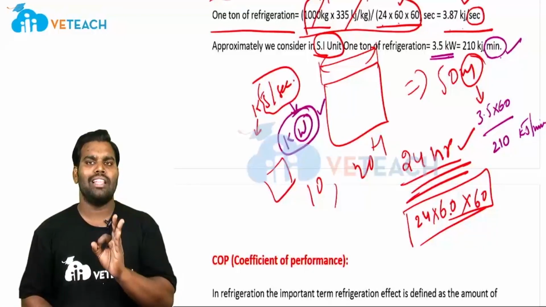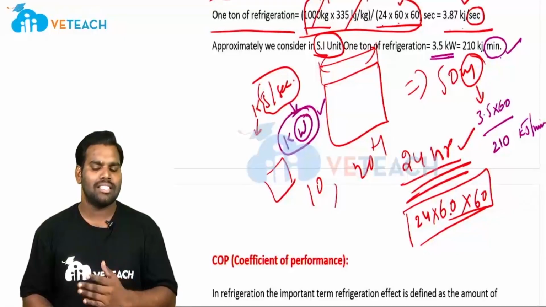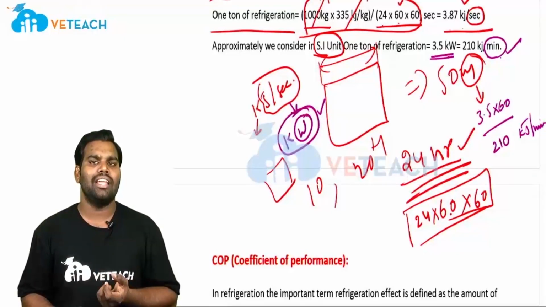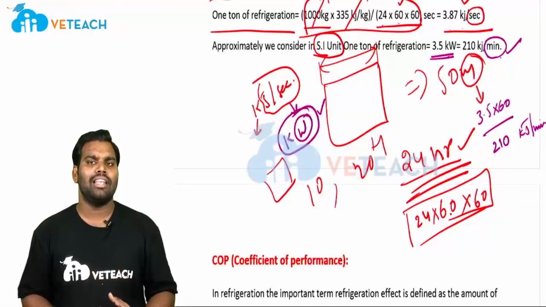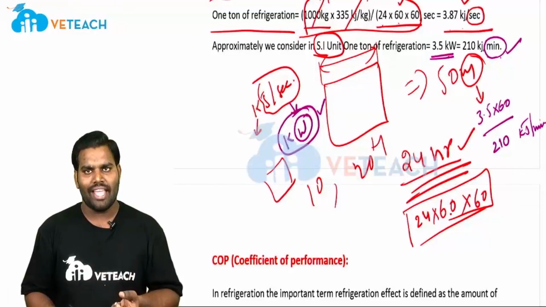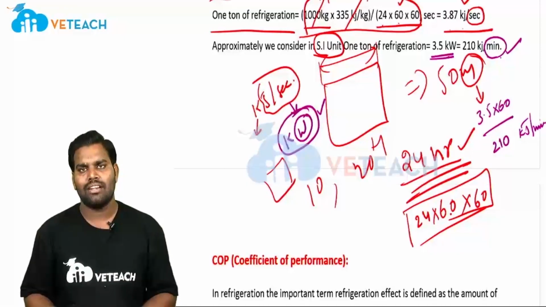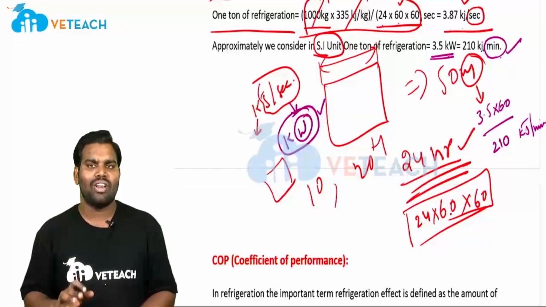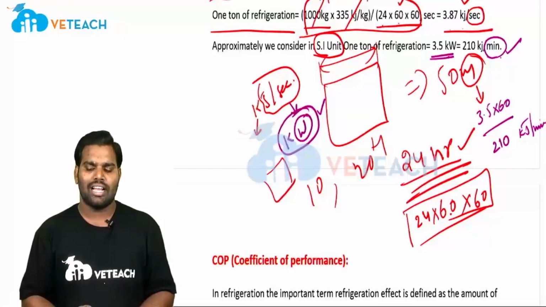If we are maintaining the analysis based on the seconds, then we will go for kilojoules per second. If we are maintaining it in terms of minutes, kilojoule per minute. If we are maintaining the analysis based on the hours, we will go for kilojoule per hour. Likewise, based on the requirement, we will go for analysis based on these conditions.